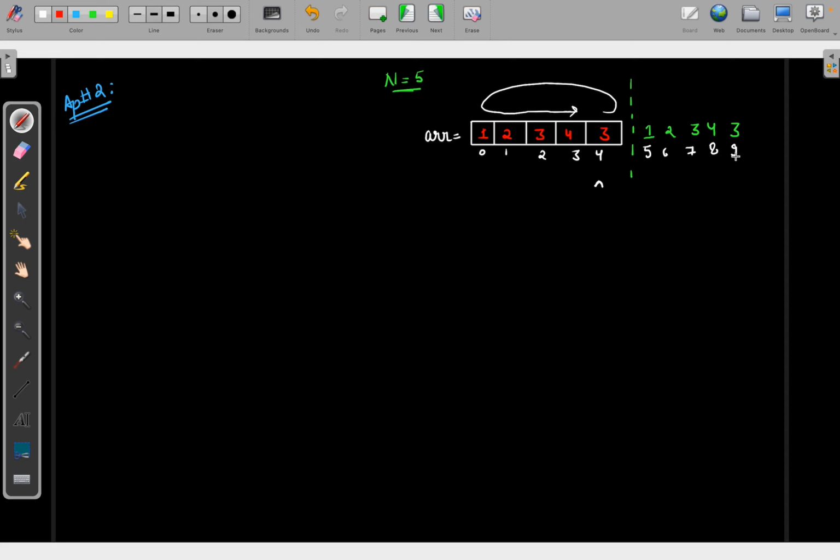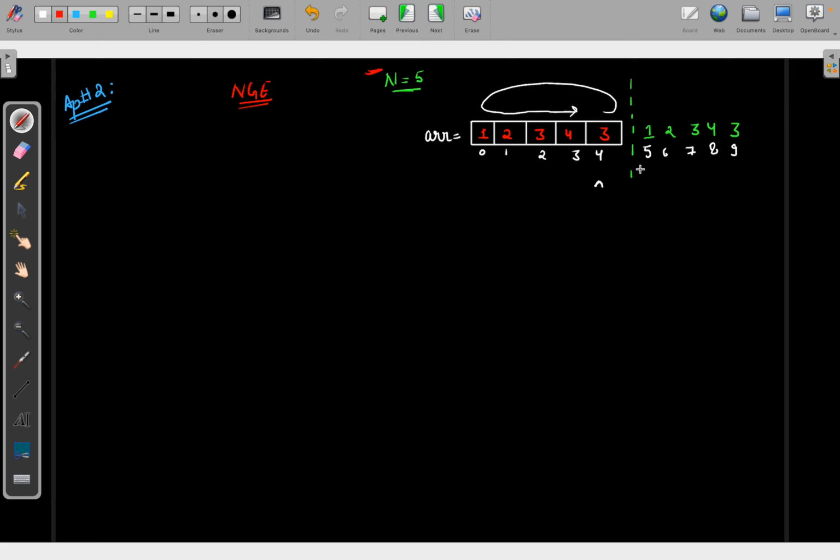Again, the size of the array will remain n only. Okay. I'm telling you how we can solve this. So now see what we will do. So see what I need to do. I need to find the next greater element. Okay. Next greater element for all these five elements only, right?